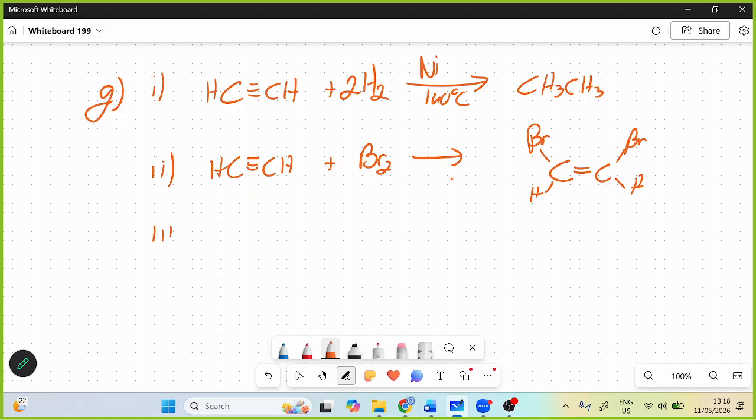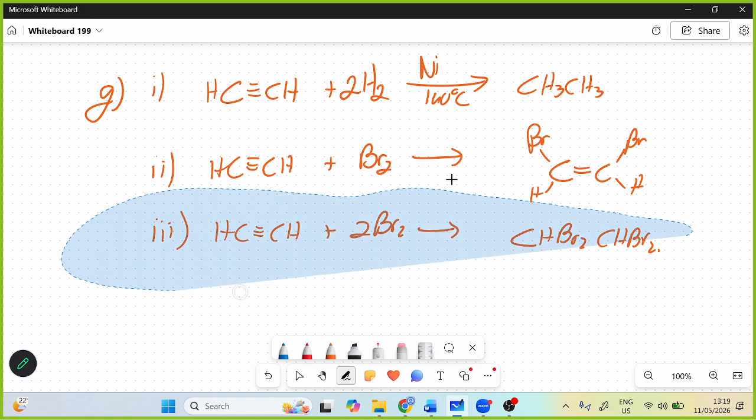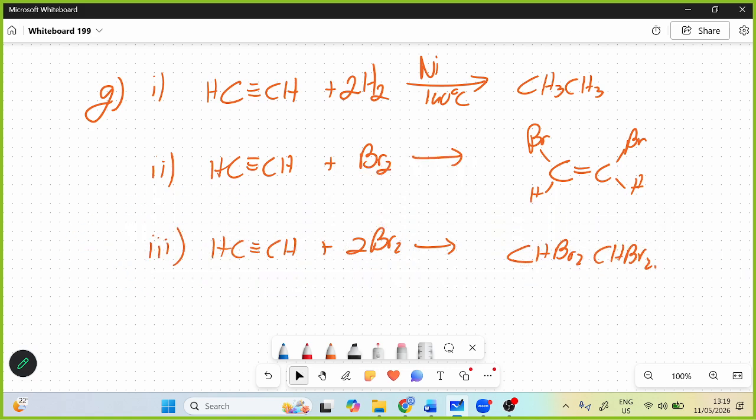If I have excess bromine, so it will be 2 Br2, then I'm going to have CHBr2, CHBr2. I prefer to draw them, but again, it doesn't really matter where the bromines are as long as you have 2 on each carbon. The examiner will be happy. I will be happy.